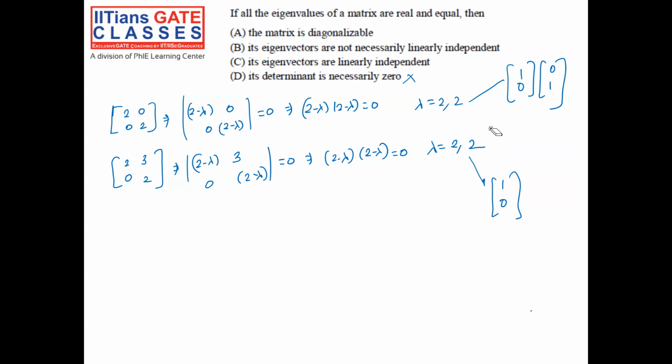So out of these four options, option B is correct: eigenvectors are not necessarily linearly dependent. In the first case they are clearly linearly independent, but in the second case they are linearly dependent. So whenever we get real and equal eigenvalues, depending on the matrix, we will have either linearly dependent or linearly independent eigenvectors. Hence option B is correct.